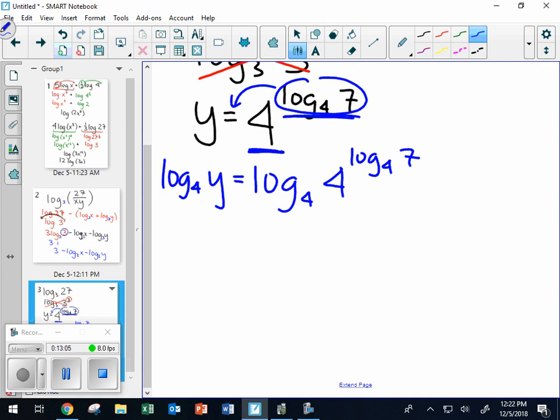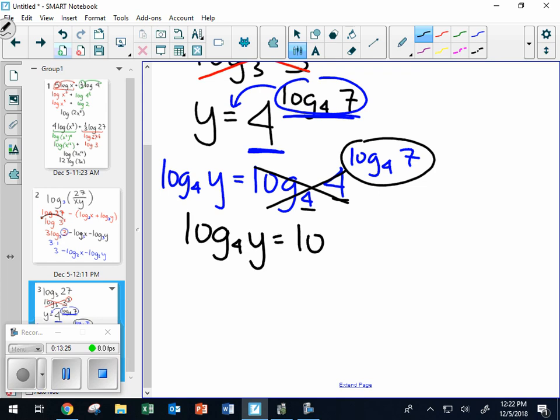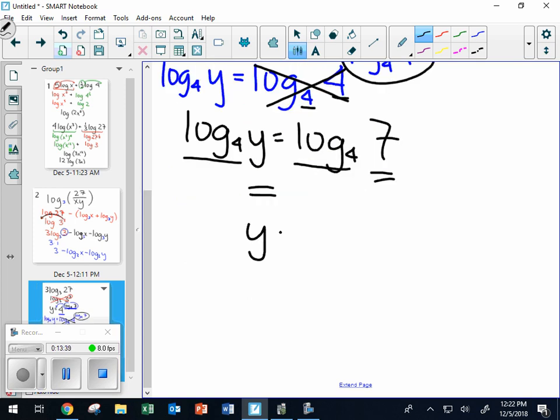So now we're going to have log base 4 of y on the left-hand side. And as we were aiming for, this base of 4 and this base of 4 in our argument means that we can cancel these out. And all we're left with is just our exponent. So then all we have is log base 4 of y is equal to log base 4 of 7. So y equals 7. Because if you look at this, these are the same, so then these must be the same. So we end up with y equals 7.